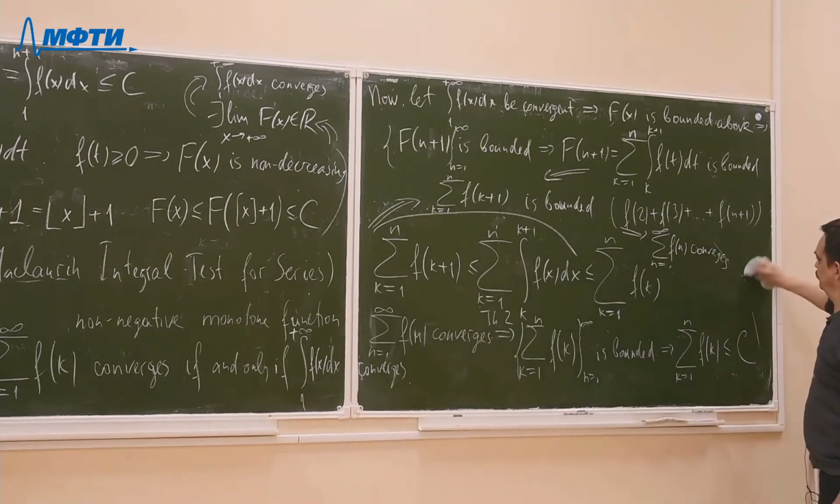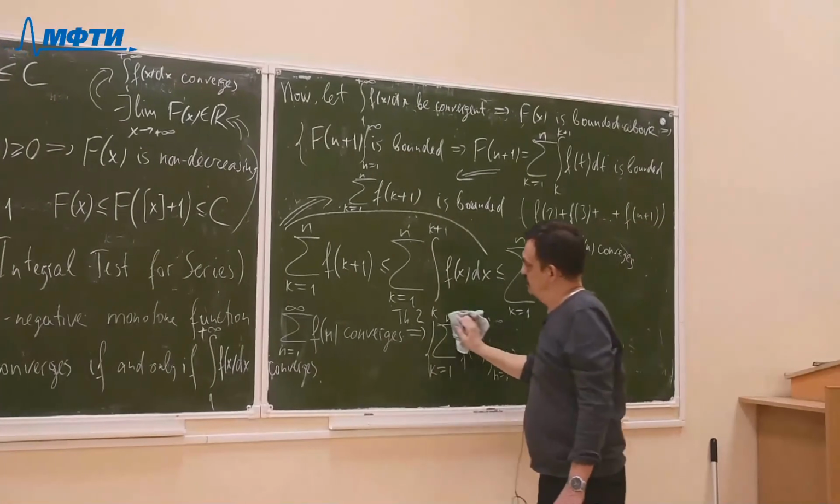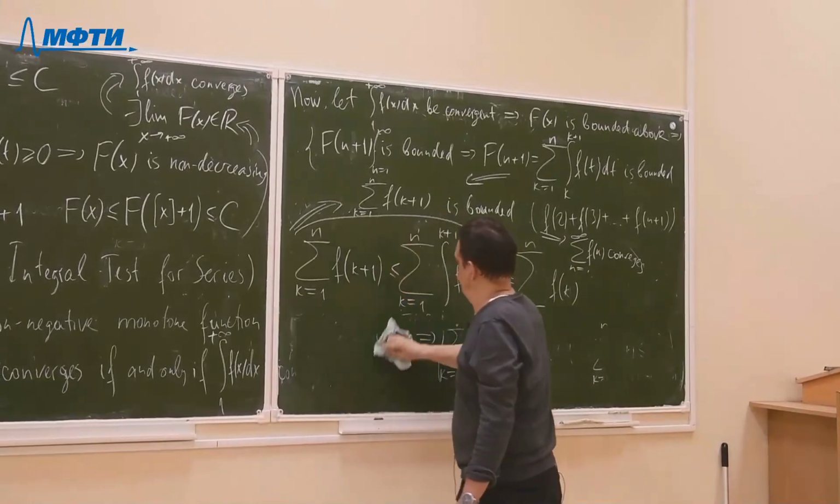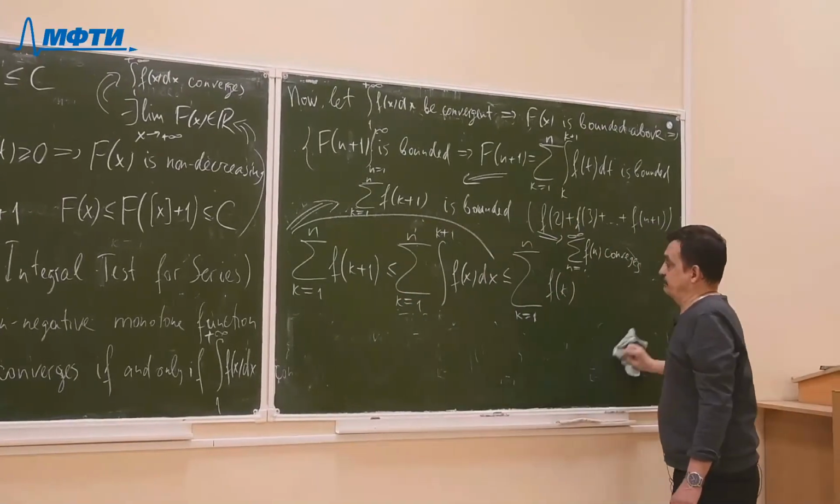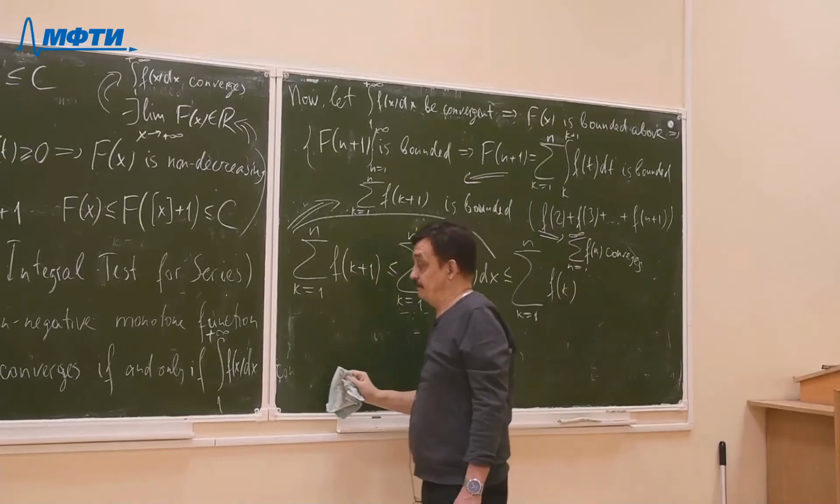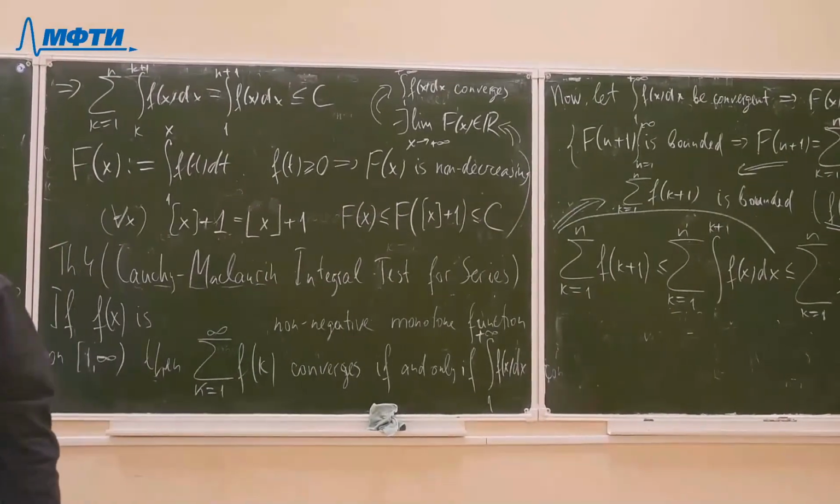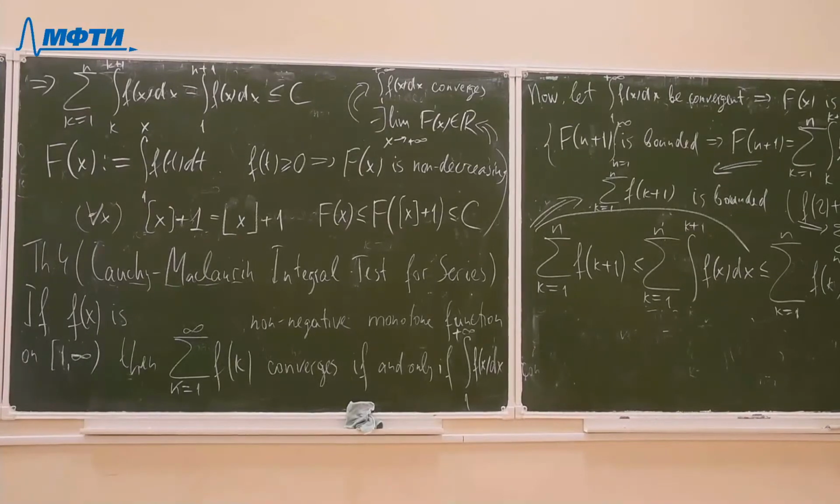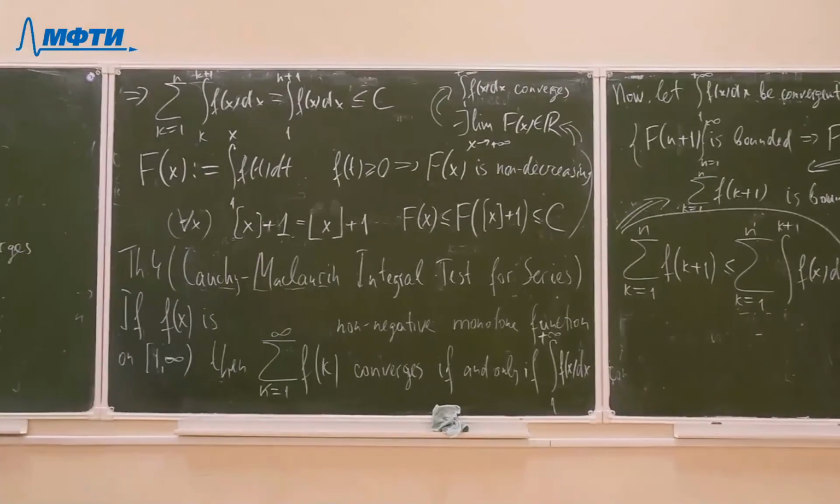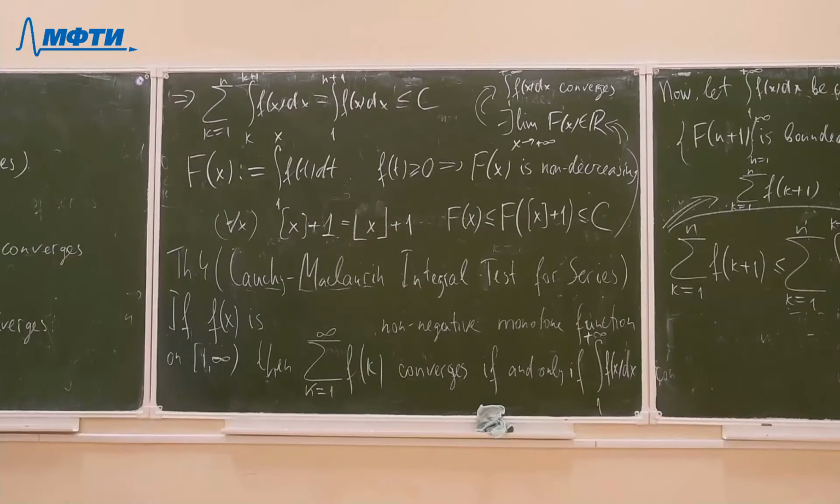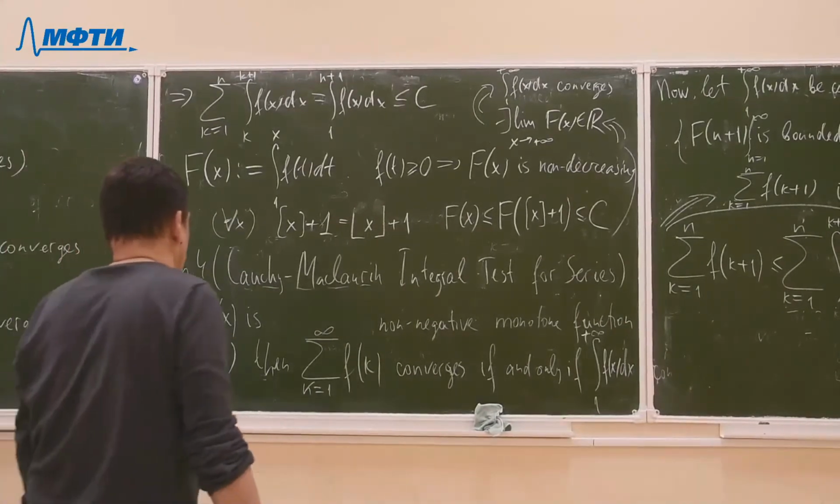So here we use another half of our main double inequality. And so the theorem is proved, and now an example of how to use that theorem. So, example.